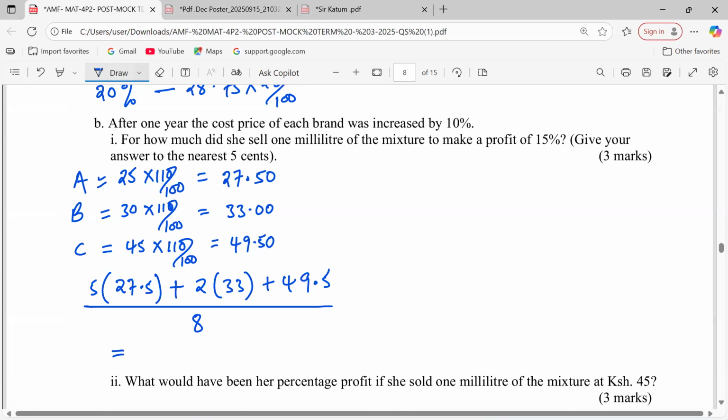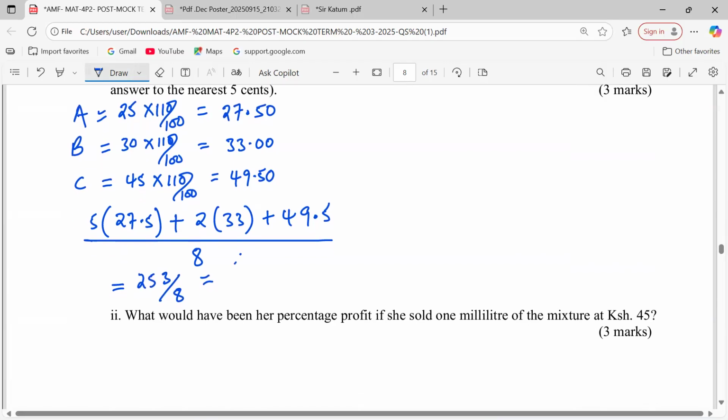Then we add 2 into 33. Then we add 49.5. That gives 253. This now should be divided by 8. So I'm getting 31 point, and I hope that multiplication has properly been done. Yeah, 31.625 Kenya shillings. This is how now a mixture is costing.